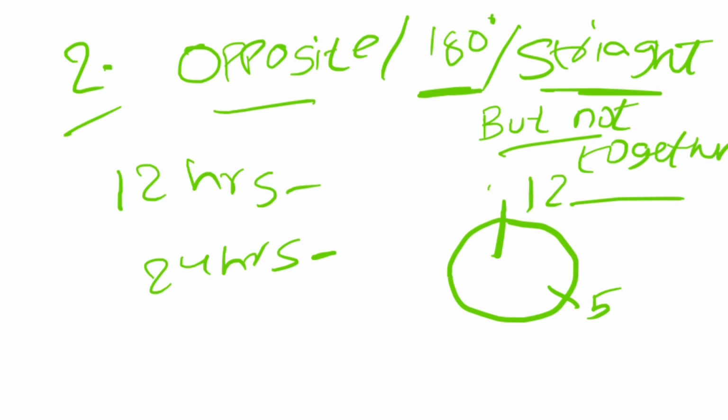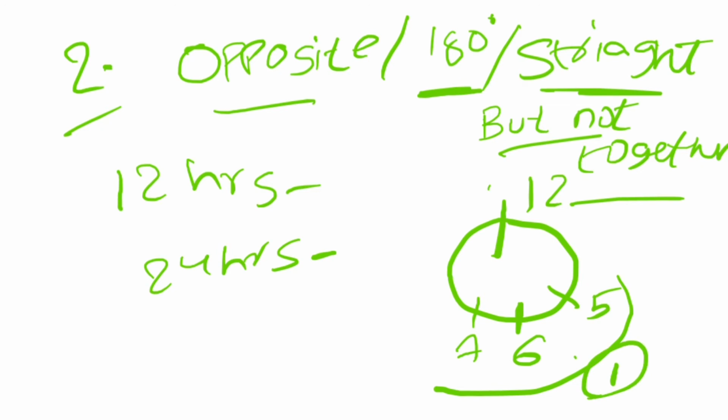At 6 o'clock they will meet exactly one time only. So this is 6 and this is 7. Between these time spaces they will be meeting only once. So here also the answer is going to be 11. Do remember this. How many times will they meet in 12 hours? They will meet 11 times, and in 24 hours they will meet 22 times.